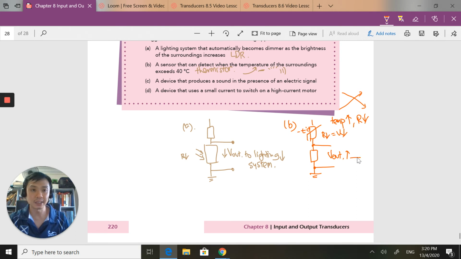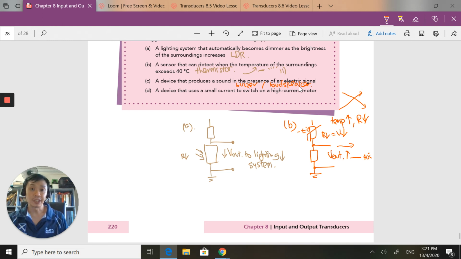So past a certain point corresponding to 40 degrees Celsius, maybe this can hook up to an LED or a buzzer to warn you that it is past 40 degrees Celsius. That's part B. Let's go to part C: a device that produces a sound in the presence of an electrical signal. You have a choice. You can say a buzzer, or you can say a loudspeaker. It's up to you.